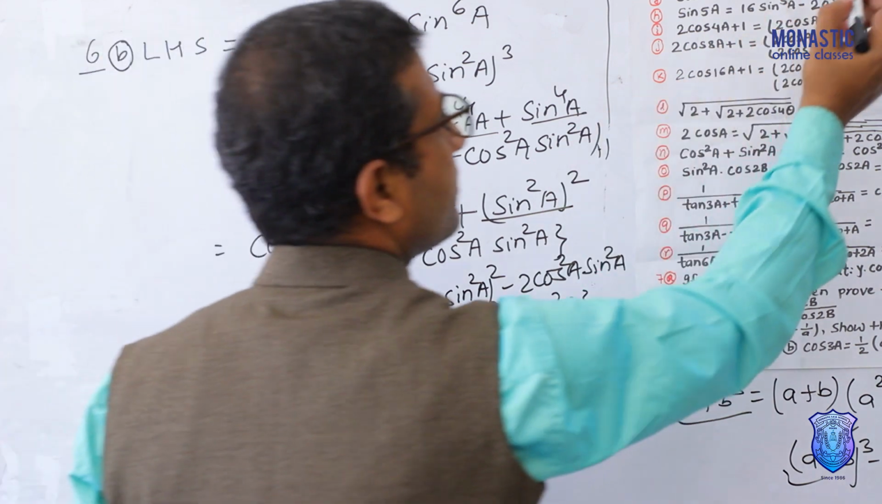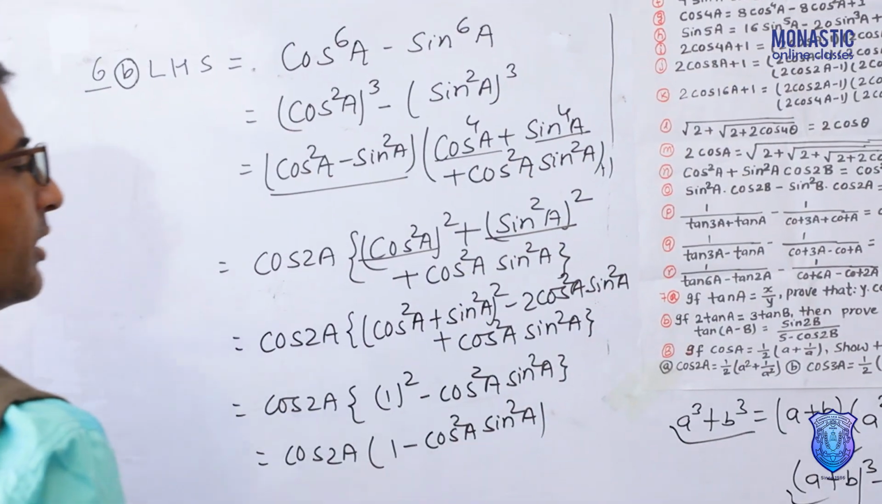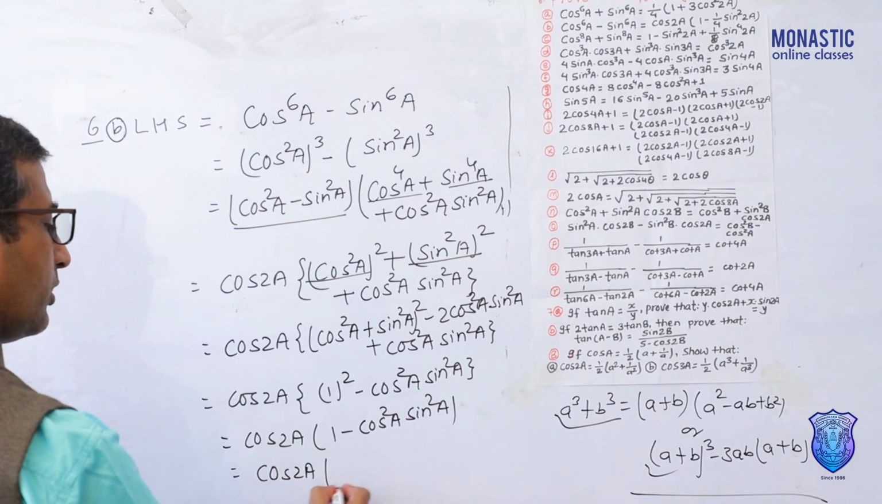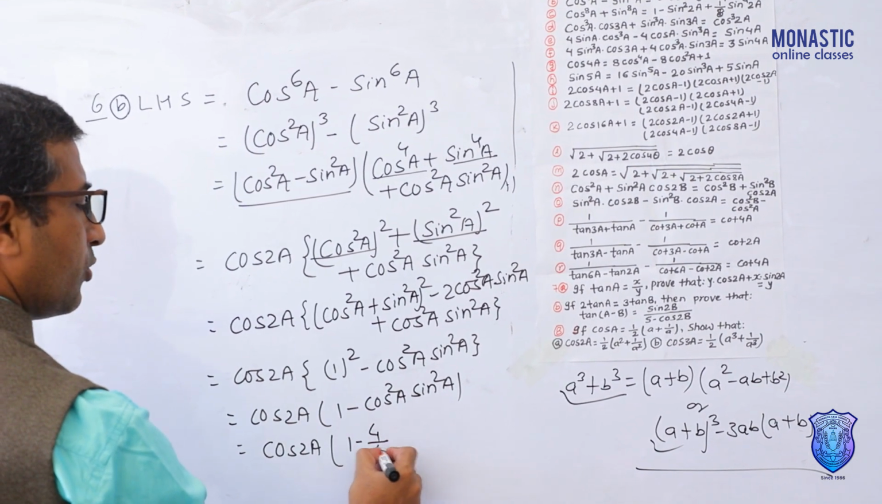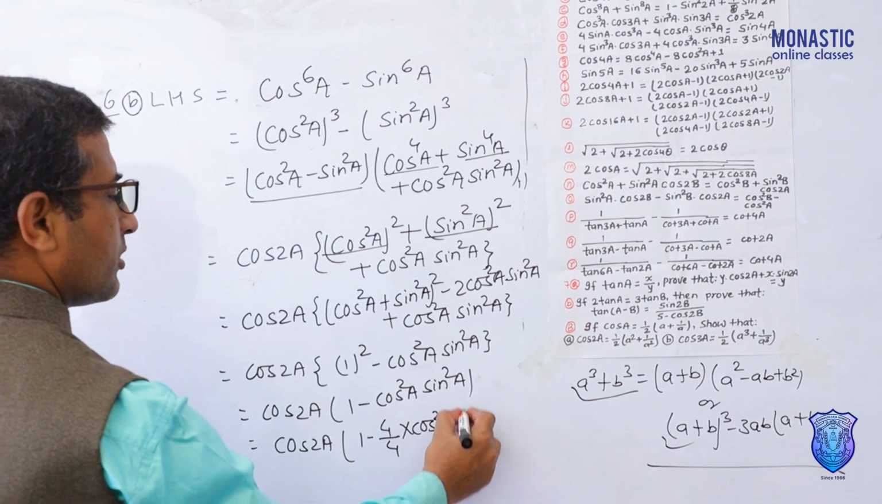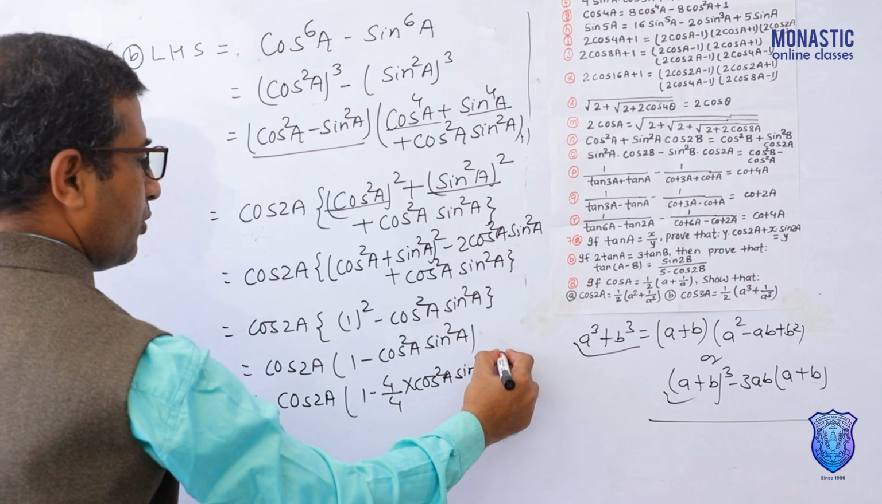But in RHS here we want 4 in the denominator, but here is nothing. You know the process. How can we make 4 in the denominator? Multiply numerator and denominator both with 4.